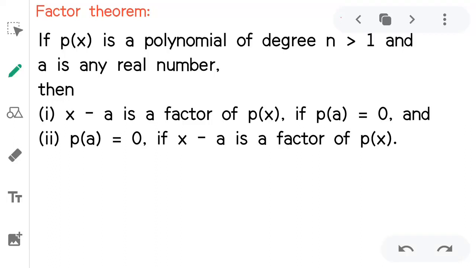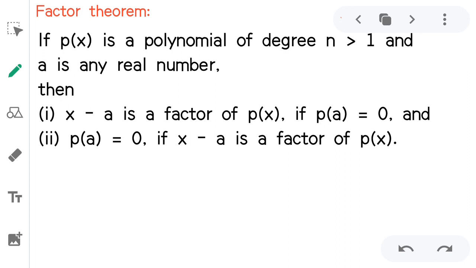In today's class we are going to learn about factor theorem. So let us see its definition. If p of x is a polynomial of degree n greater than 1 and a is any real number, then x minus a is a factor of p of x if p of a equal to 0.